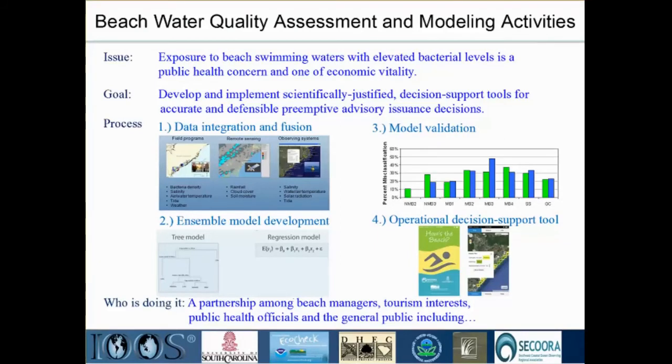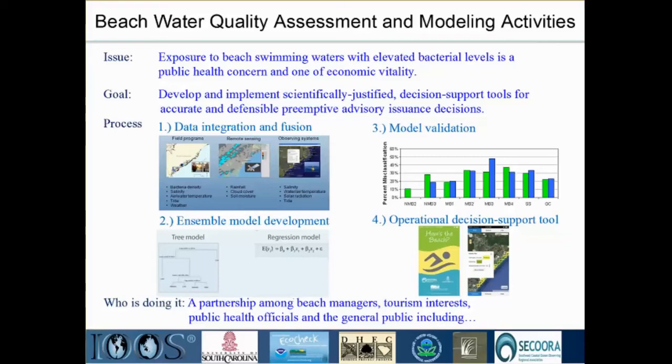So the first is an effort that I've had the opportunity to be engaged with for a number of years, and it's tied to beach water quality. I sit in a state where our economy is very dependent on tourism. I also sit in a school of public health where part of our responsibility is to protect and ensure the safety of our residents, our visitors, our constituents, etc. And concerns with exposure to bacterial-laden waters are both a public health concern and one of economic vitality.